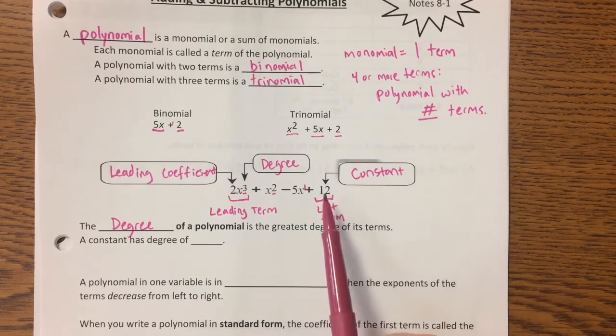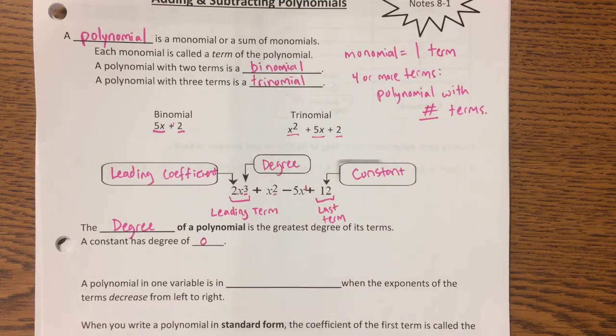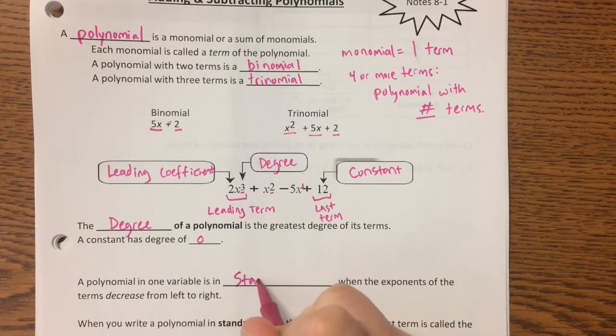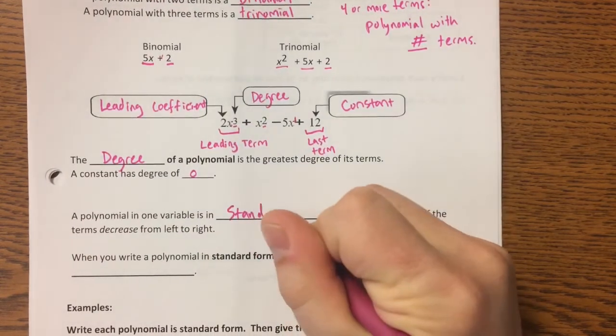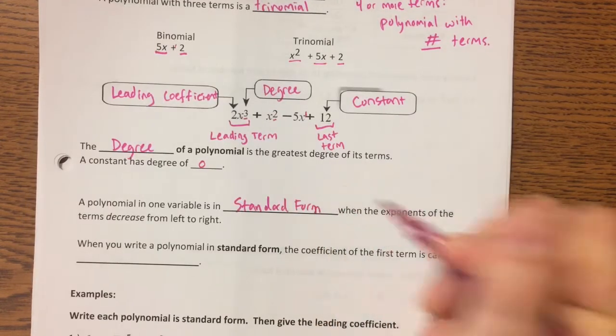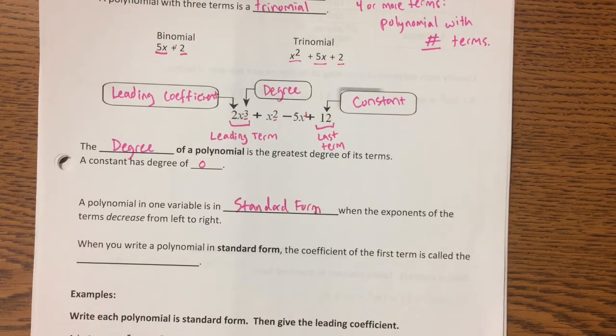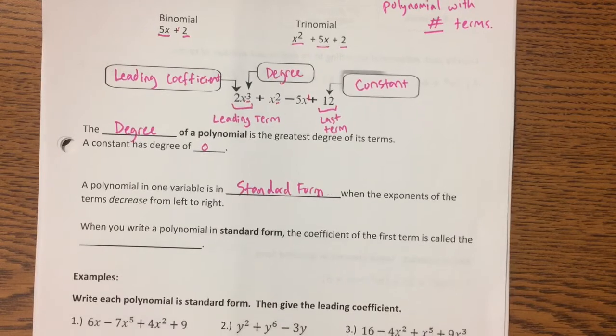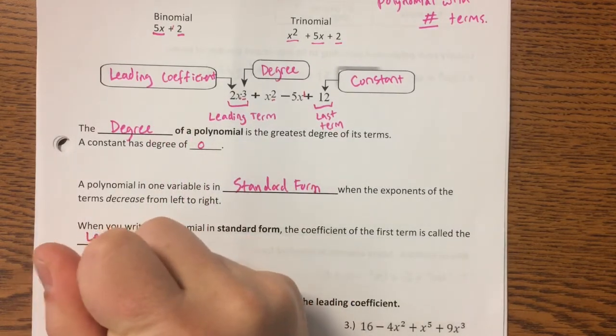If you have a constant, where you don't have an x, then the degree is 0. So constant, degree 0. Linear is degree 1. Quadratics, degree 2. Cubics, degree 3. A polynomial in one variable is in standard form when the exponents decrease from left to right. So if it's not already written in that order, you want to change the order so that it's written in standard form. And it makes a lot of what we're going to do a little bit easier. When you write the polynomial in standard form, the coefficient of that first term is what we have labeled up here. It's the leading coefficient.